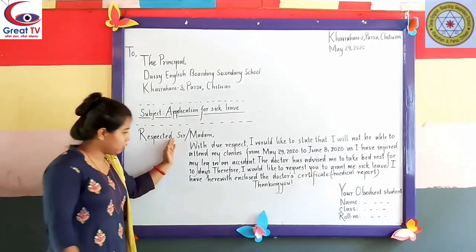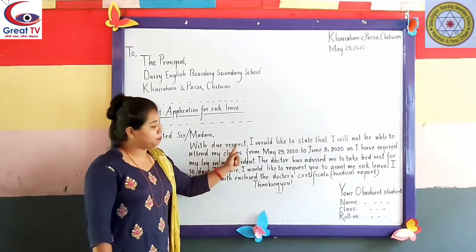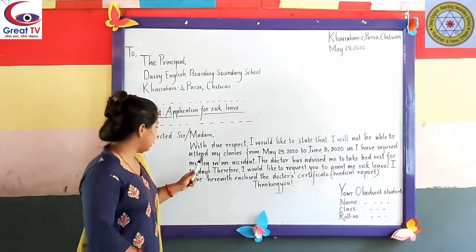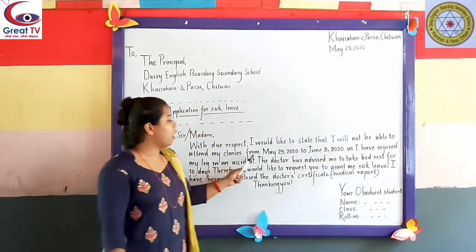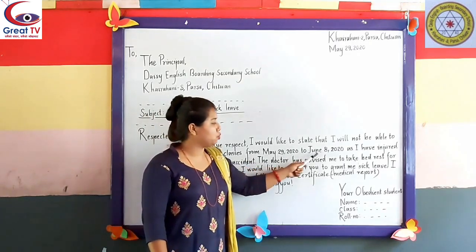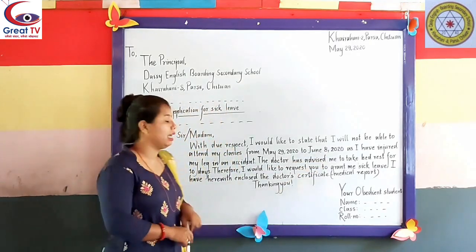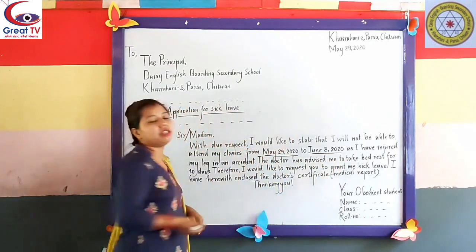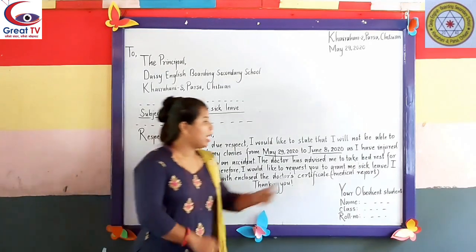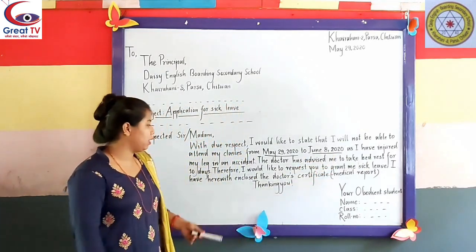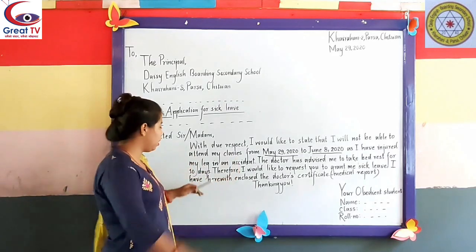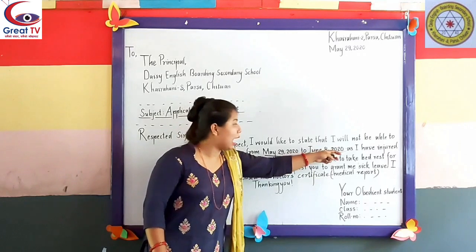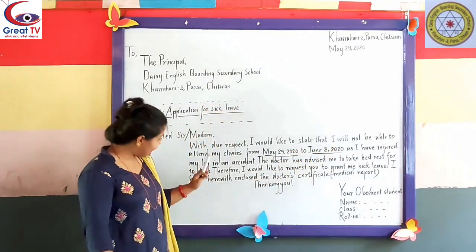The change is here. With due respect, I would like to state that I will not be able to attend my classes from May 29, 2020 to June 8, 2020. In this case, you have to mention the date, from when to when you are asking for leave. As I have injured my leg, you have to give the reason why you are asking for such a long period of leave.